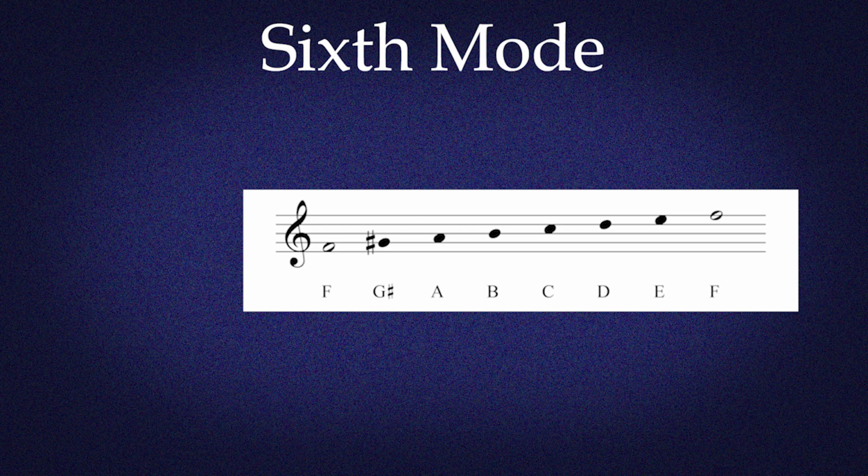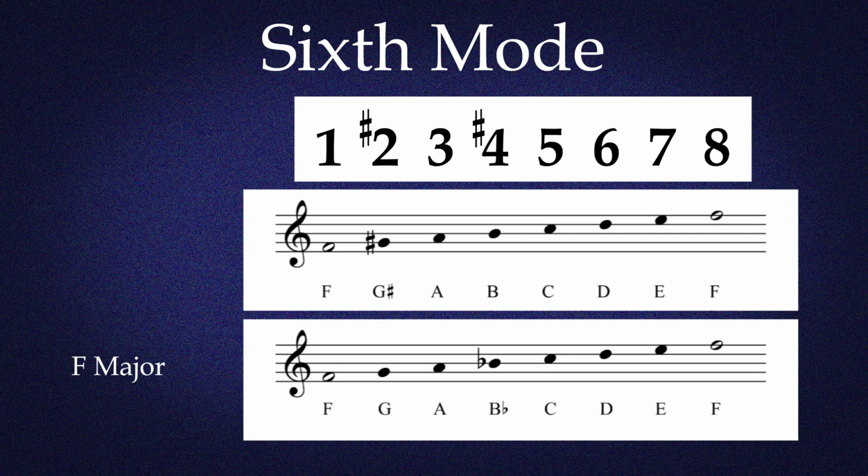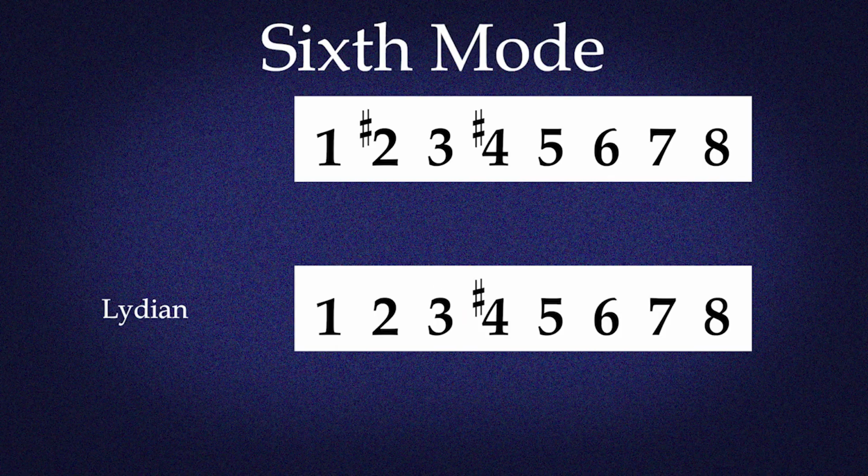The sixth mode would be F, G sharp, A, B, C, D, E, and F. Its formula is 1, sharp 2, 3, sharp 4, 5, 6, 7, 8. This is almost the same as Lydian, but it has a sharped second degree, so it is called Lydian sharp 2.